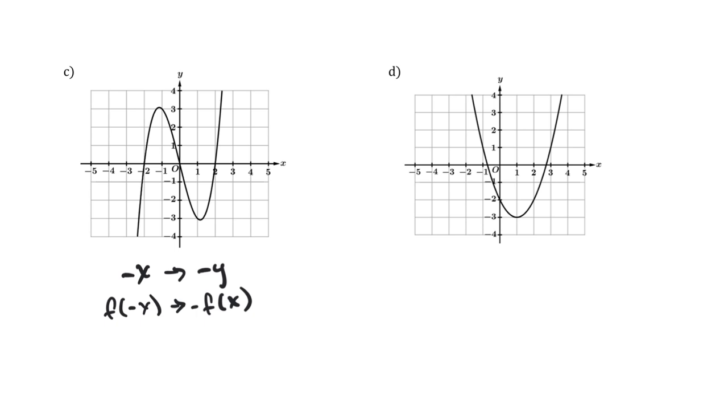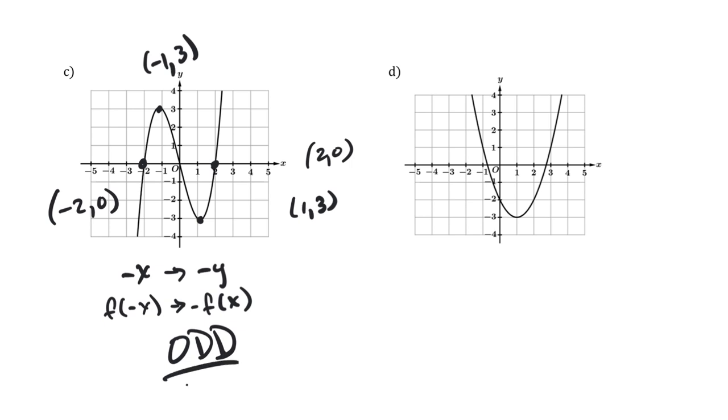So let's check. We're just going to call this up here, we'll call it negative 1, 3. Changing the x and the y, I need to get 1, 3. I have it, right? Let's try this one right here. That is negative 2, 0. To change the x and the y, I need to have positive 2, 0. I have it. And you can check this. So this is an odd function. There we go, right? So let's check D out.